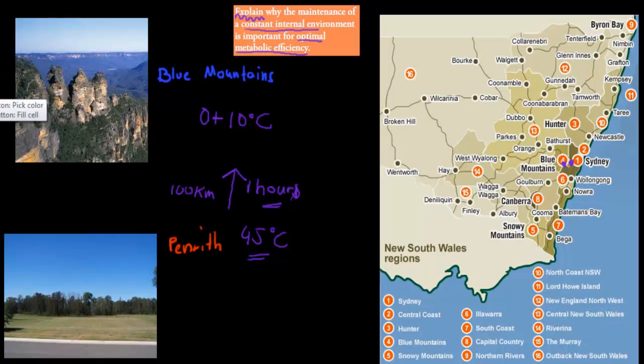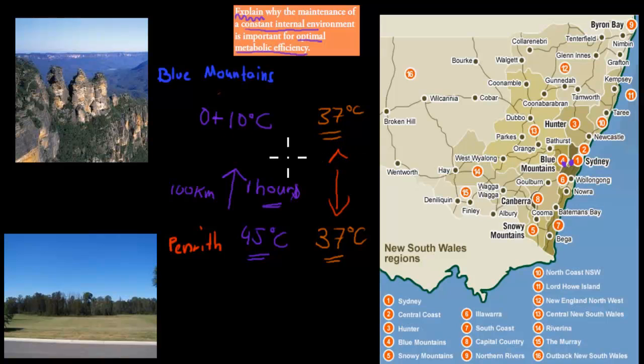And what would your internal temperature, your body temperature, be in both Penrith and the Blue Mountains? In Penrith, you would have 37 degrees Celsius. In the Blue Mountains, you would also have 37 degrees Celsius. So even though your outside temperature, your ambient temperature, has changed quite a bit, your internal temperature has stayed constant, has stayed at 37 degrees Celsius. And this dot point is asking why. So why is this important? Why do we keep a constant internal environment, no matter what our external environment is? I'll go over that now.